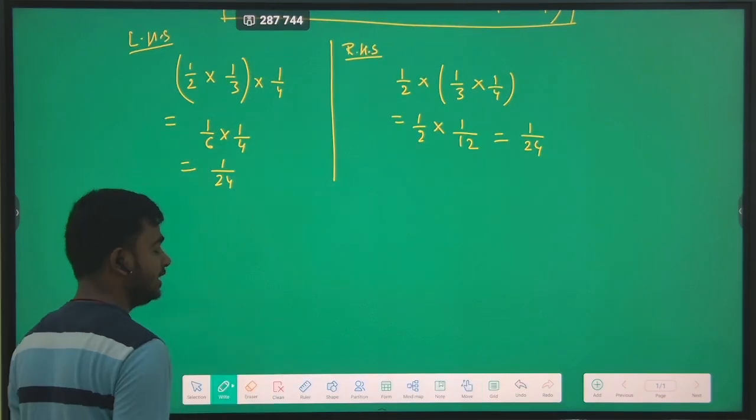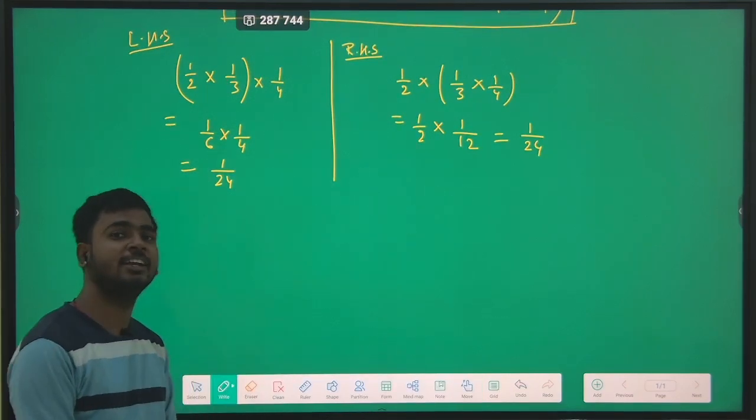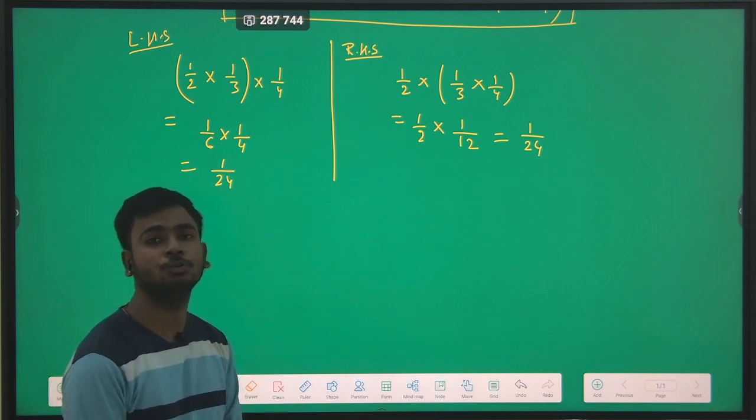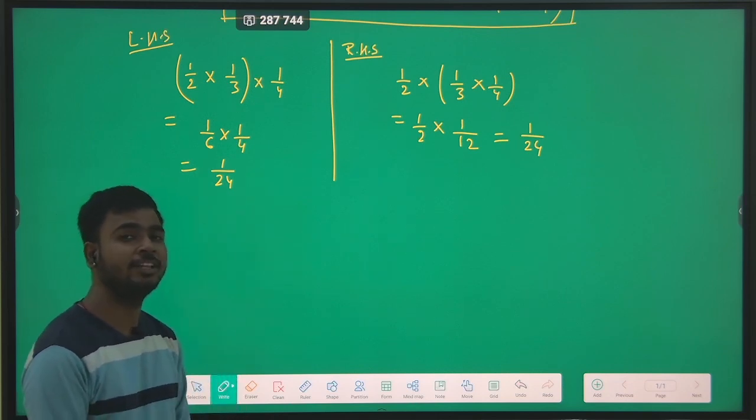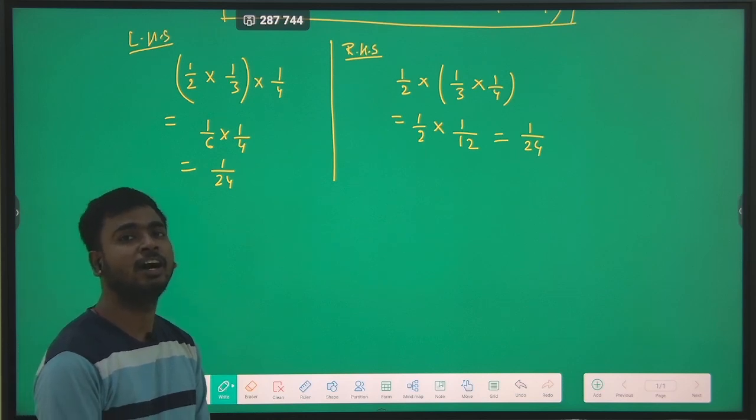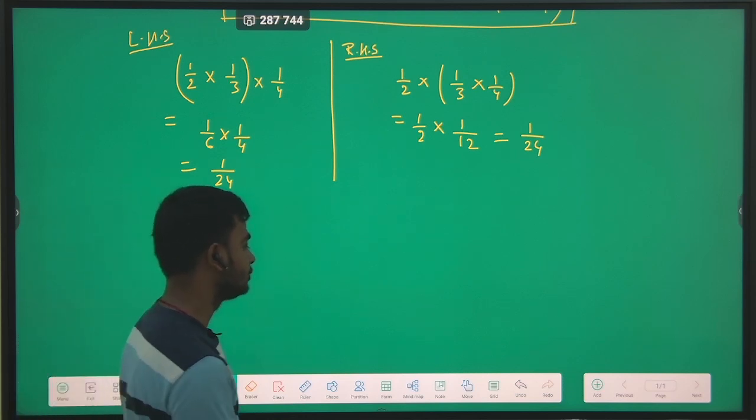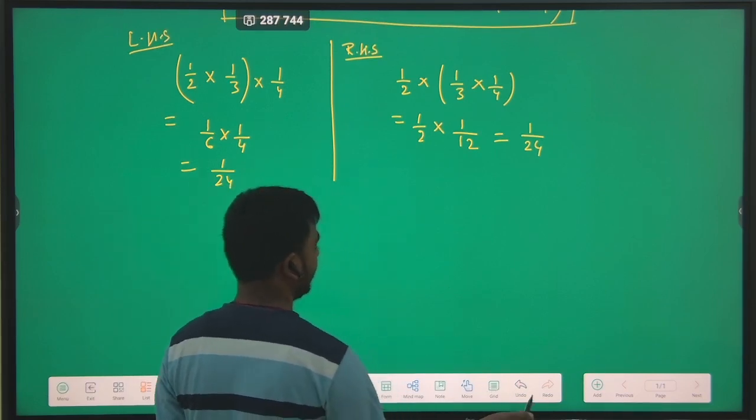The left part is associativity under division. So I am giving it as a homework to you. You have to find out whether associativity is followed under division or not. Okay. Now moving to our next part.